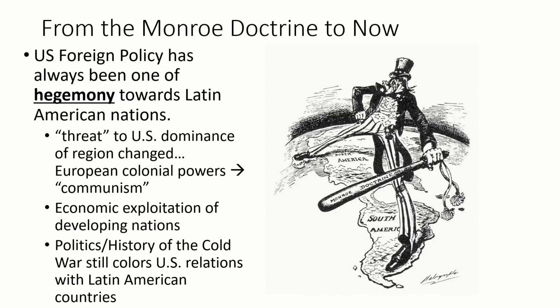And so though U.S. foreign policy has always been one of hegemony, that's dominance of a powerful country over weaker ones, this threat to the U.S. dominance of the region is going to change from European colonial powers to the threat of international communism. And so in order to continue economic exploitation of nations, as well as to prevent the spread of communism, the United States is going to choose its allies in Latin America, but that history is still going to color our relationship with those countries today.